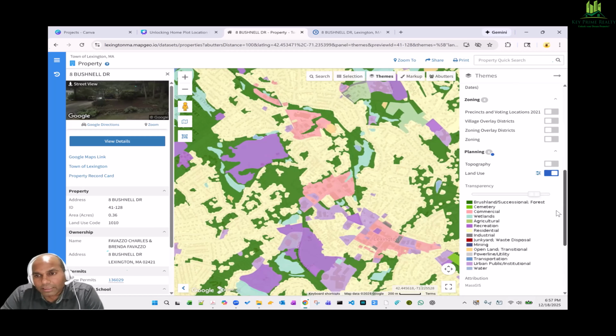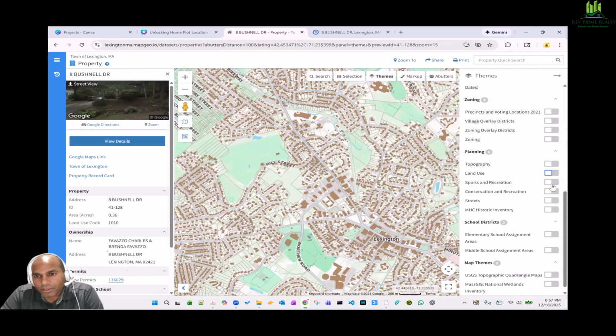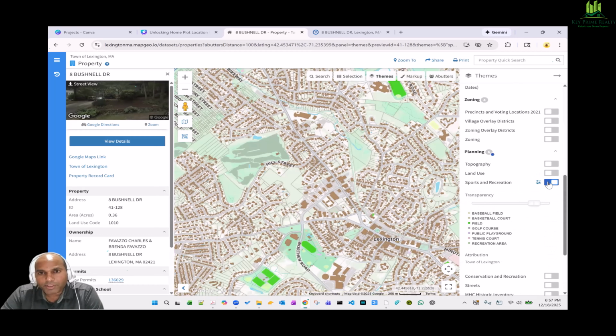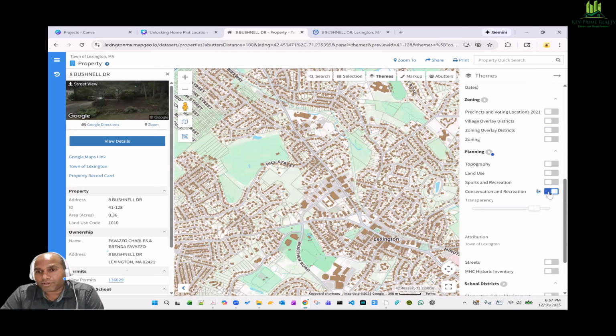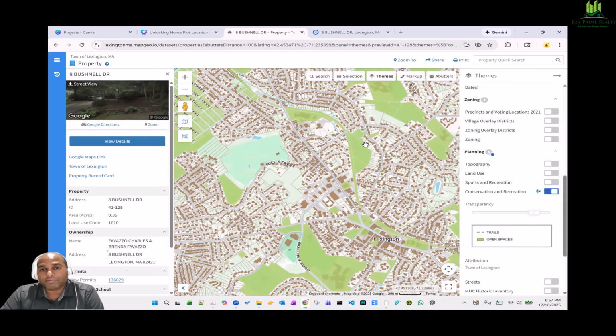Okay. And then that's land use, sports and recreation. This helps us. If there is recreational land right adjacent to the property, that tends to add value to the property. And then conservation and recreation. If you are next to conservation land, that's great, so that you know that nothing ever gets built there.